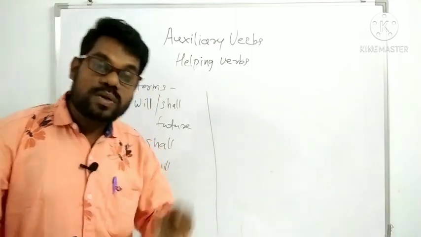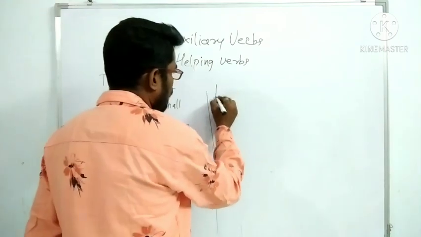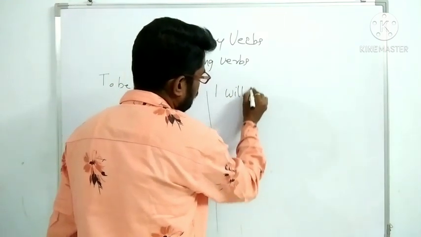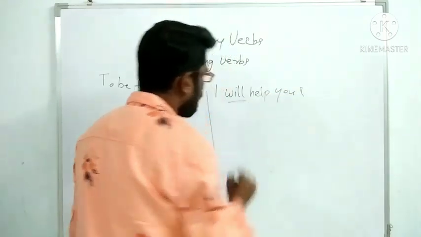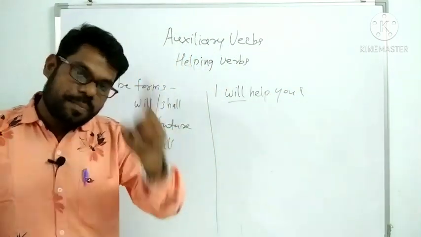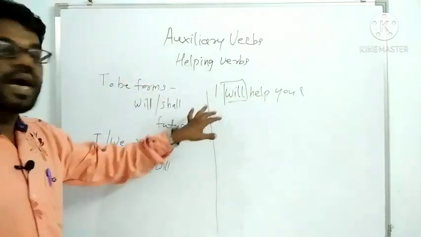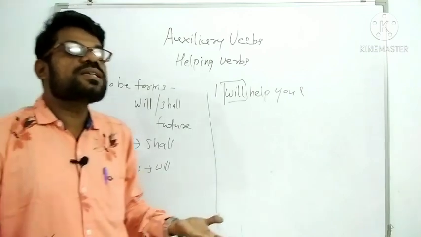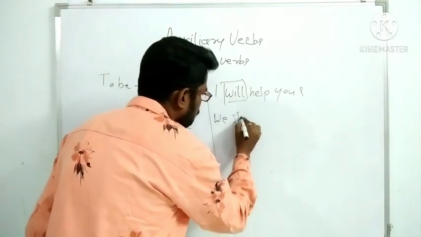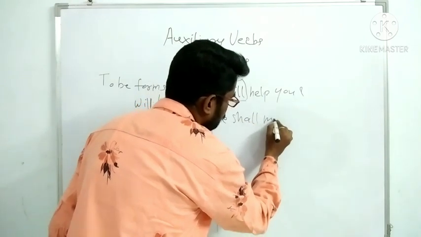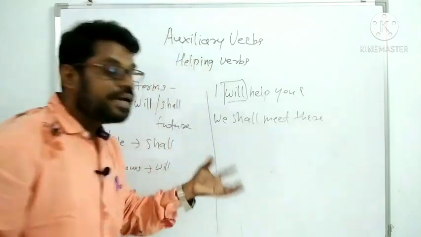Are you getting? When you want to show certainty, yes, I will help you. See, I will help you. Here, I promise, definitely I will help you. That time we use will after the subject I. And when there is a common statement, we use shall. We shall meet. We shall meet there. Okay. We shall meet there.